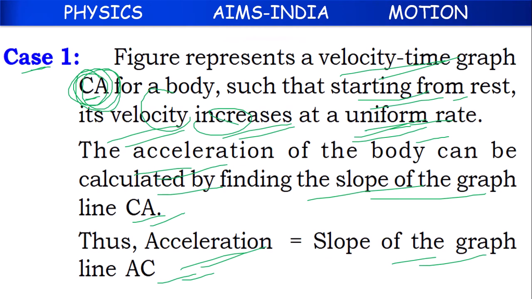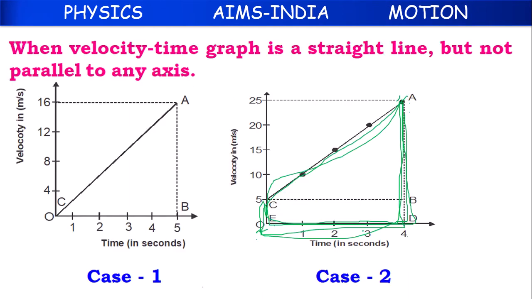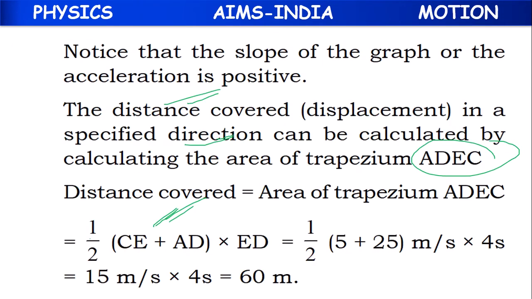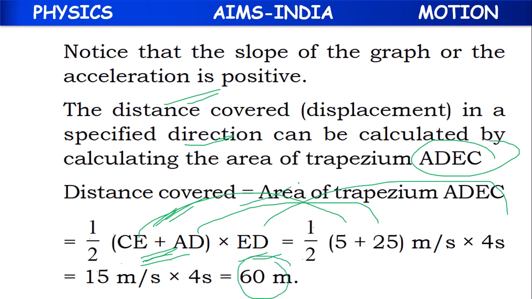Or indirectly, we can do with the help of triangle and rectangle: 40 plus 20, 60 will come. Or with the help of trapezium, where ½ into (CE plus AD), we have to add into ED. So ½ into CE value 5, AD value 25, ED value 4. If we do like this also, if we apply the trapezium formula also, we will get the same answer.